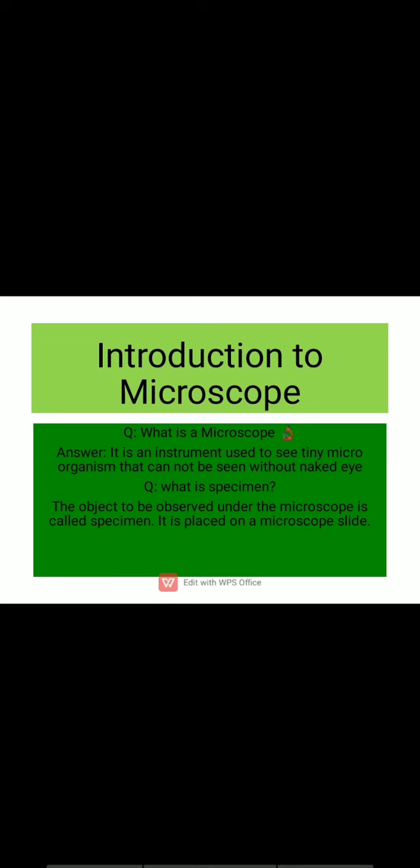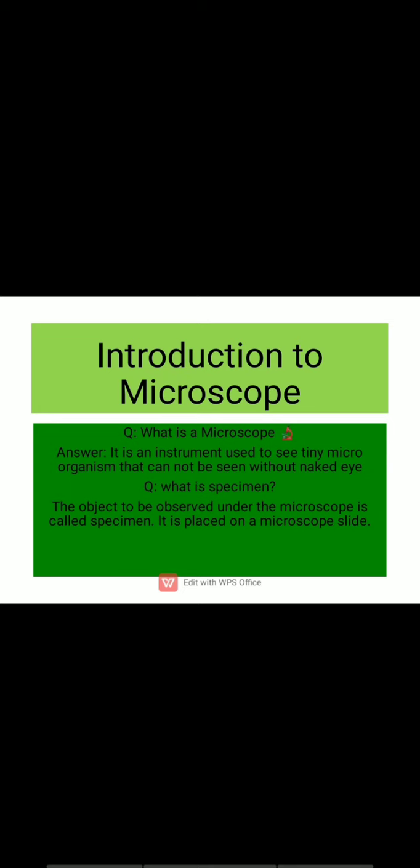All of you remember that a microscope is an instrument that is used to see tiny microorganisms that cannot be seen with the naked eye. Means a microscope is an instrument that you will use to see an object that is not visible with your eye. The next question is, what is a specimen? The object, the thing that you will observe, is called a specimen.